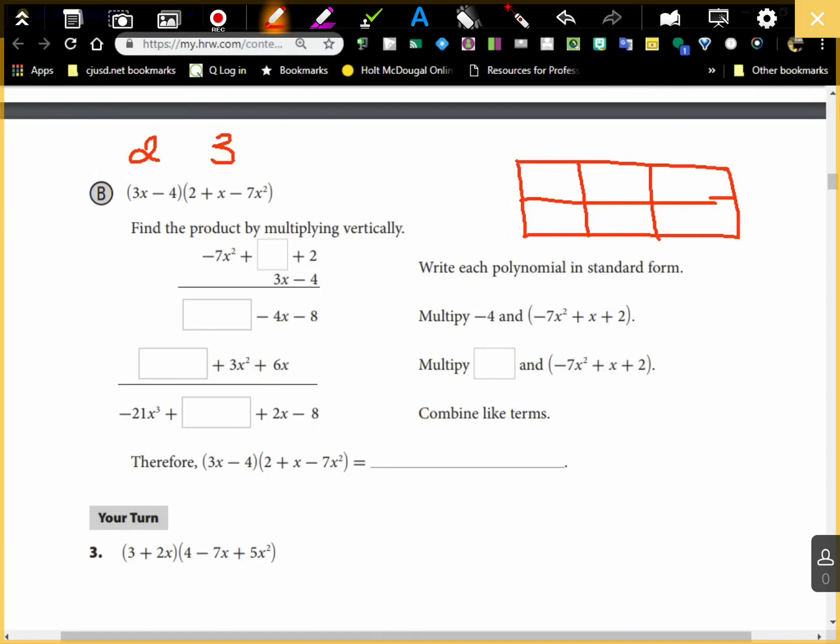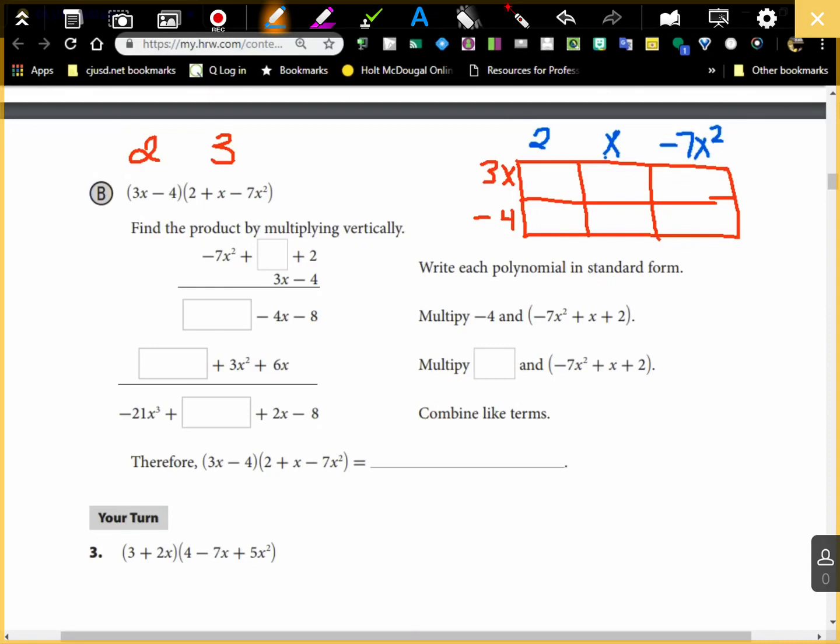Now, if you wanted to make it 3 high and 2 wide, that would have been fine as well. But I'm making a rectangle that's broken into segments based upon having a binomial times a trinomial. And I'm going to assign each part of the binomial to its own row. So 3x and negative 4 get their own row. Then 2x and negative 7x squared each get their own column.